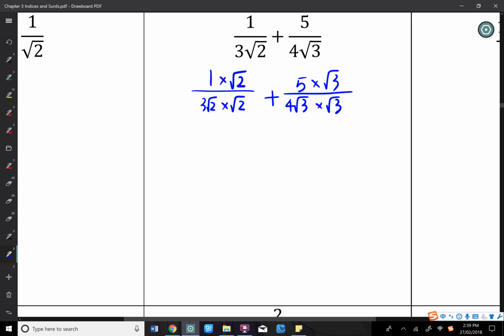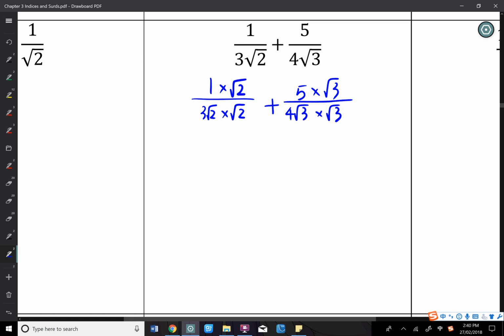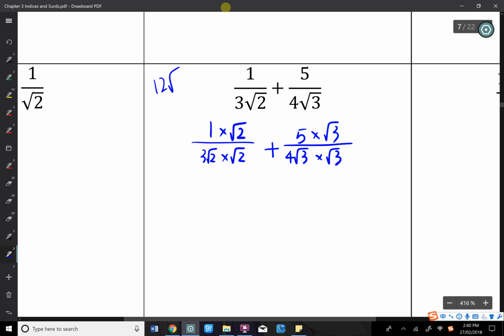You can't add them in this form. You must have the same denominator and then add, right? Well, you can. So what's the same denominator you're aiming for here? I would say I'm aiming for 12 root 6, but it's very hard to achieve. And then you still need to rationalize it, and you need to think a long time about what the common denominator should be. So I would rather just rationalize them separately first and then add them.